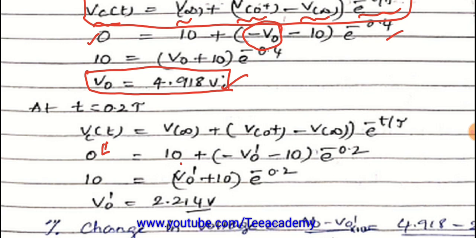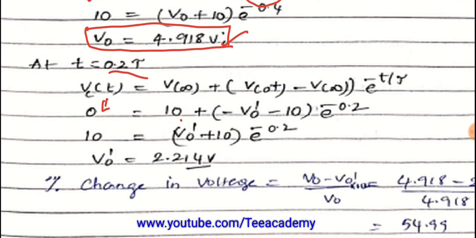So 10 plus here, assuming that the voltage will be negative, so minus V naught dash minus 10 e power minus t by tau. The value of t by tau in this case is 0.2. Substituting that, you will get the value of 2.214 volts here. So these two are there.